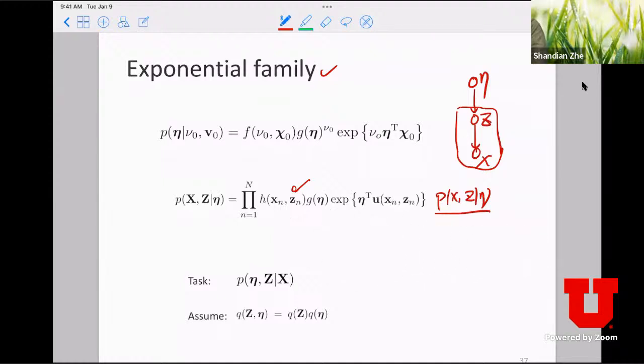I also showed that here we choose, for convenience, the prior of the natural parameter to be conjugate to the likelihood. This is the general form of the conjugate prior to the exponential family likelihood, which we have discussed before. You have this factor, which can be viewed as the term in charge of normalization, and g of eta to the power of nu 0, which we call the degrees of freedom, and exp of nu 0 eta transpose kappa 0. Kappa 0 and nu 0 are just hyperparameters. Okay?